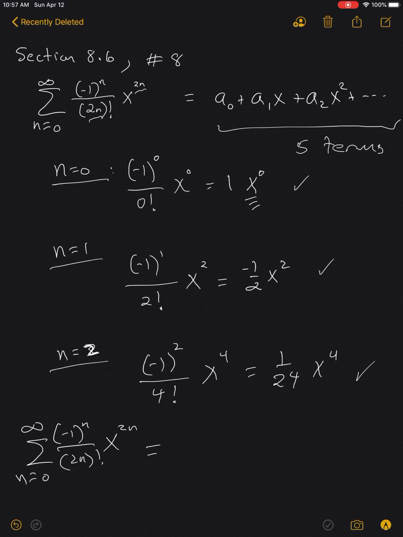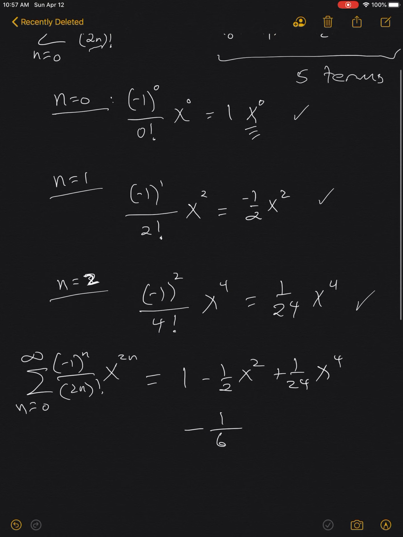We get constant 1 minus 1/2 x squared plus 1/24th x to the 4th. Next term will be minus, as we alternate, 1 over 6 factorial. I'll just leave it as 6 factorial x to the 6th, and plus 1 over 8 factorial x to the 8th, minus, and so on. So we get our first 5 terms.